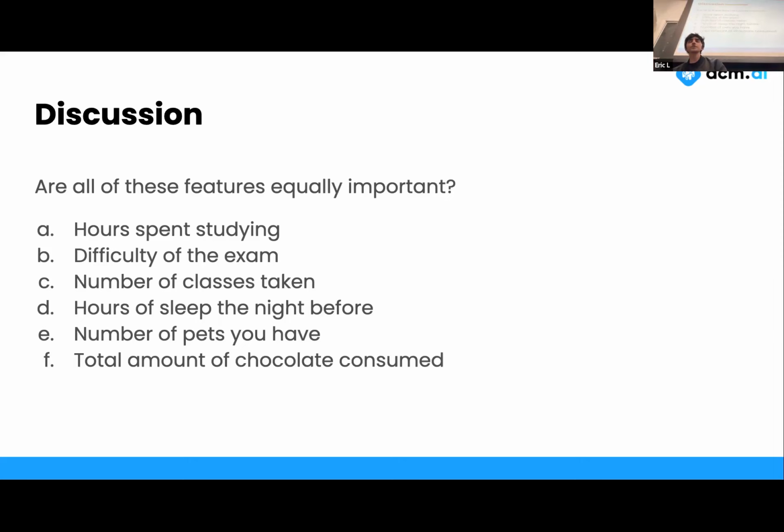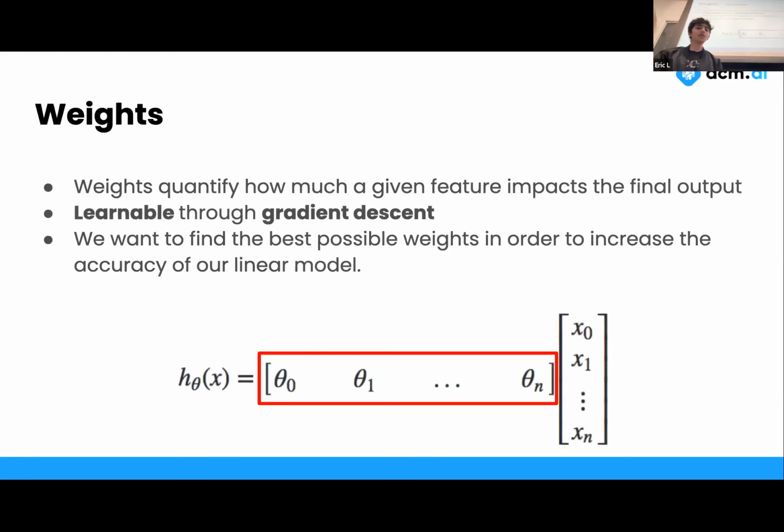In the previous slide, we were talking about those theta values. Those are the weights. That is how we can indicate whether one feature is more or less important than a different feature. As we said, weights quantify how much a given feature impacts the final output. Our goal then will be to learn the importance of these weights. Which features are more important? Which features are less important? That is what we want to learn, so that we can create the most accurate predictions.